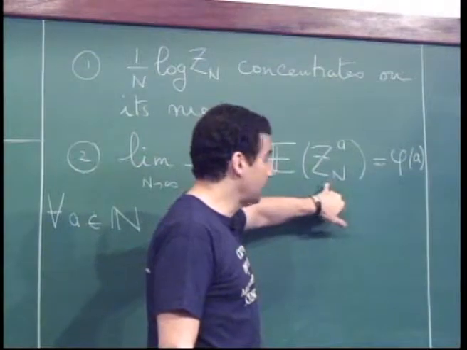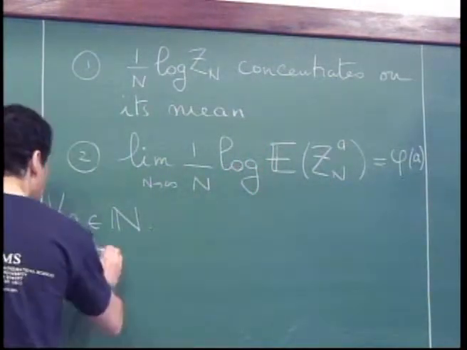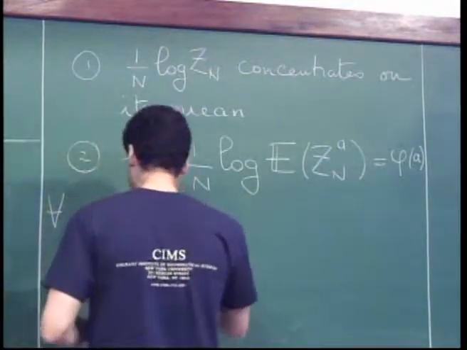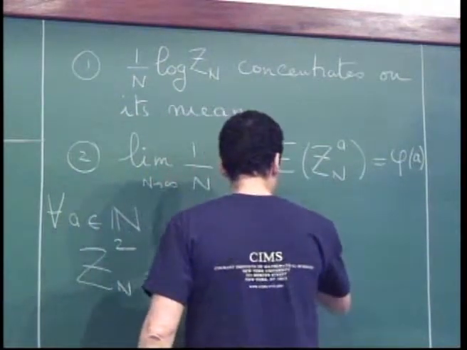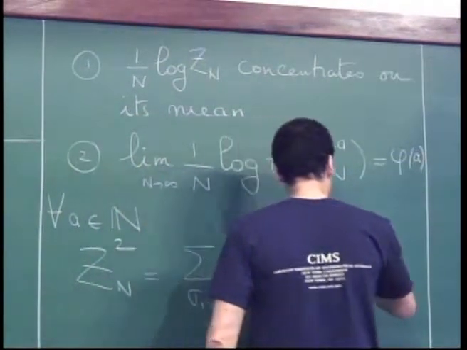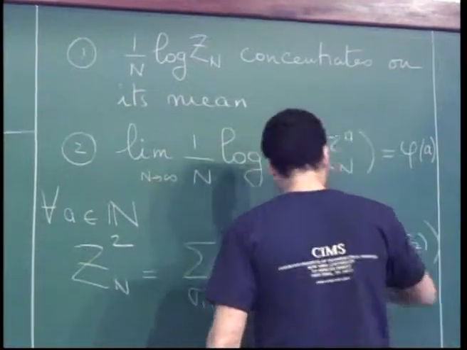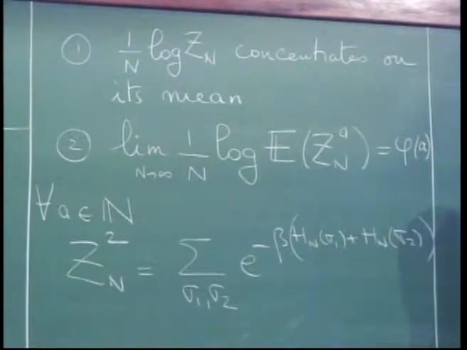It's because when you compute the Z_n of a, as I just said, you get, so let me write, Z_n to the square, and take h equals 0. It's just the sum over sigma 1 and sigma 2 of exponential of minus beta times H_n of sigma 1 plus H_n of sigma 2. Simple. And you want to compute the expectation of that.